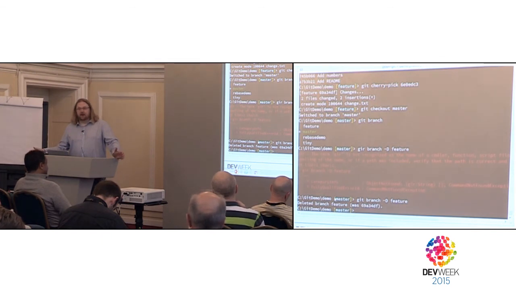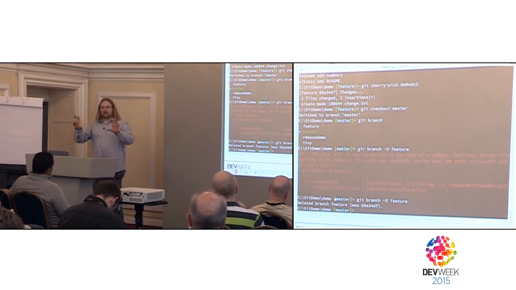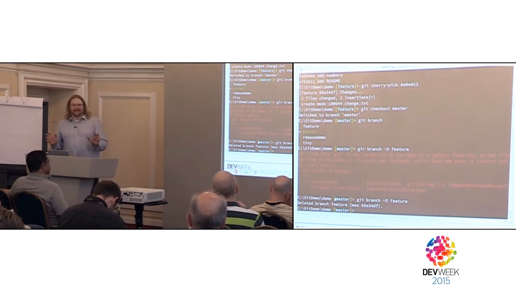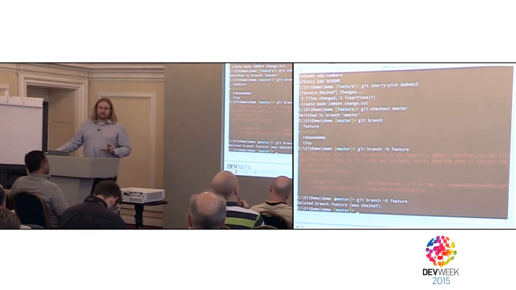You could do it that way, or you could just avoid master completely. So if you've got two feature branches, you could rebase feature 2 off feature 1. It's just a label. That's all it is. Any other questions?